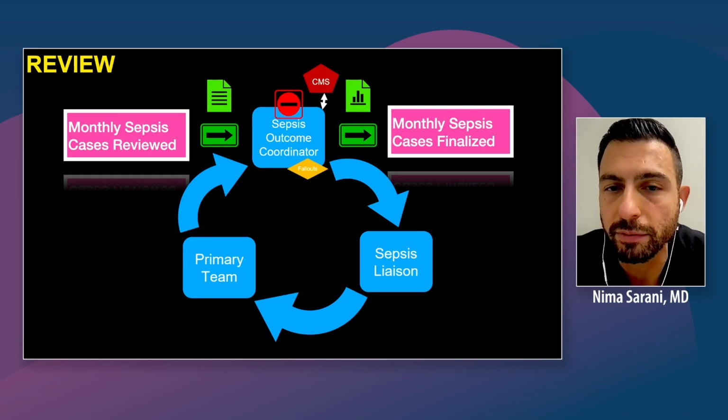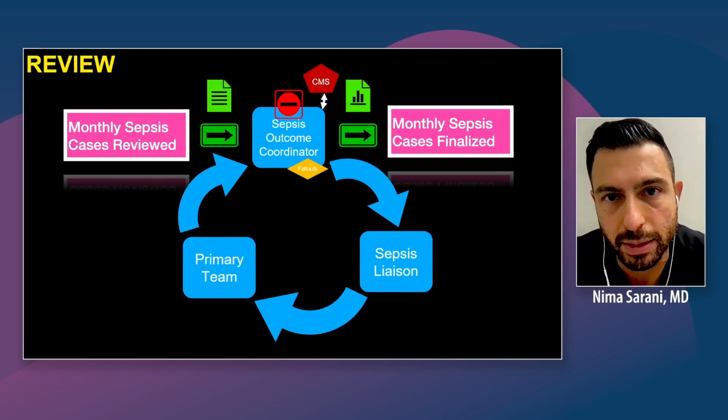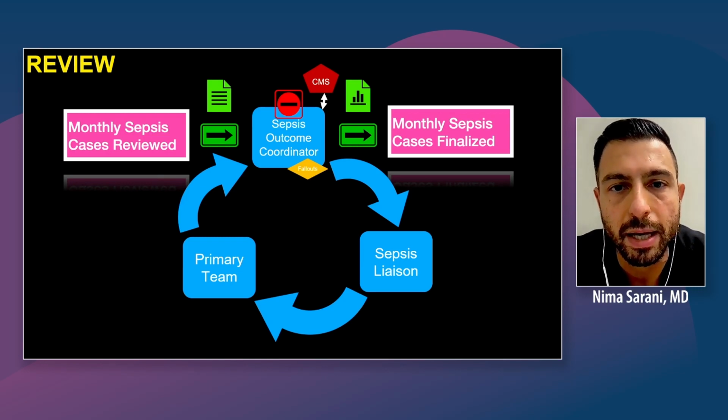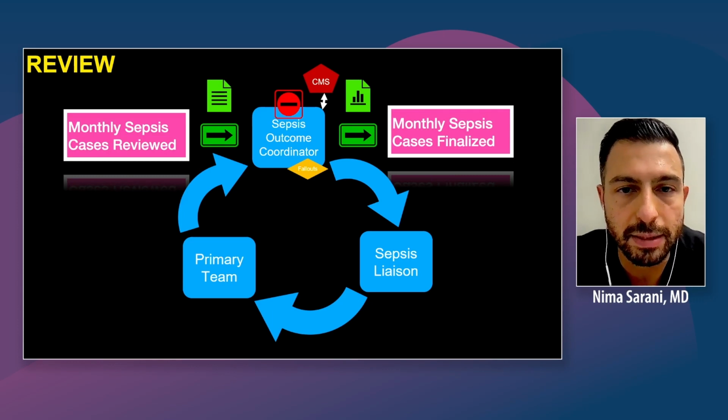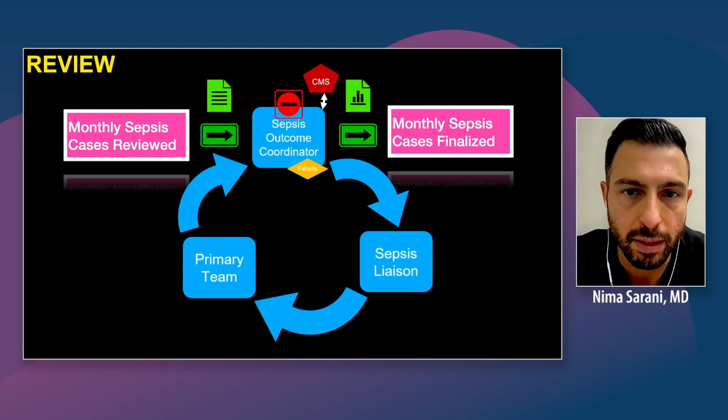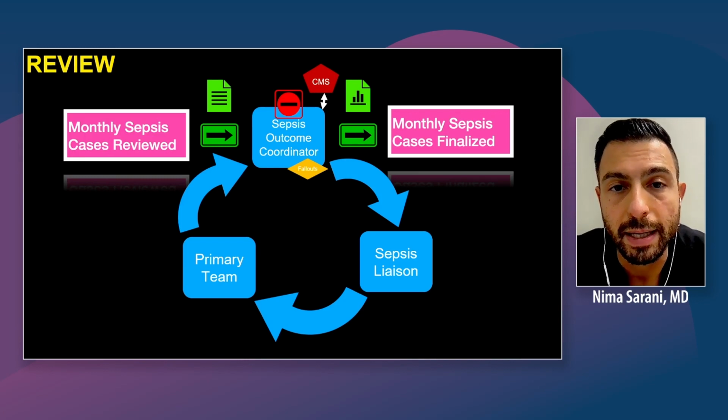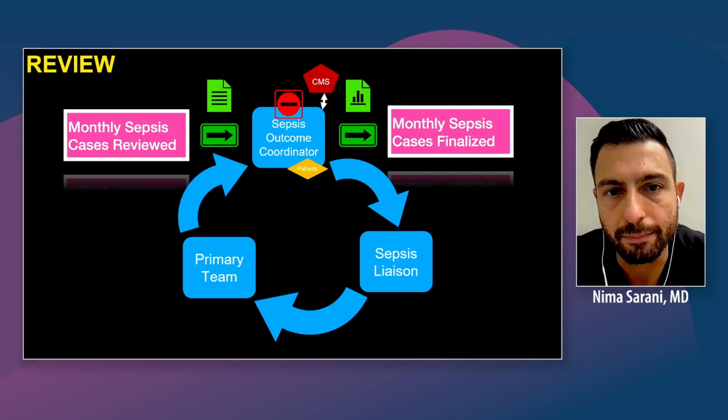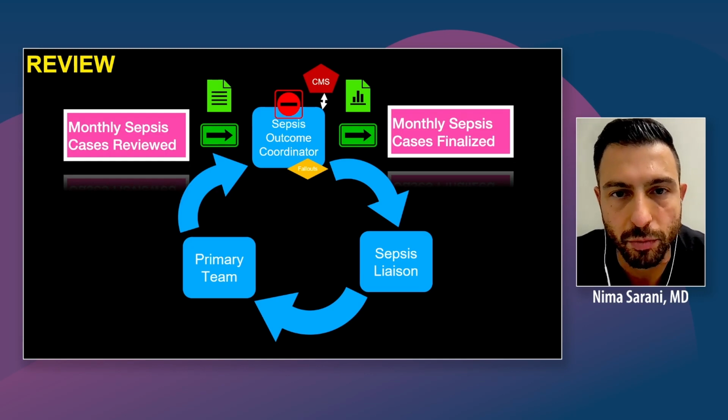If there are additional points of clarification needed, the sepsis outcome coordinator is in touch with CMS, and they can directly propose the questions to them for additional clarification. Once that's made, the monthly sepsis cases are finalized, both cases that are passed and the cases that have fallen out. And both of those scenarios are sent out to the primary team and the sepsis stakeholder. So not only do you receive the fallouts, but also the ones that have passed all the metrics. So more of a kudos kind of email to the individuals involved in that case. Next slide.